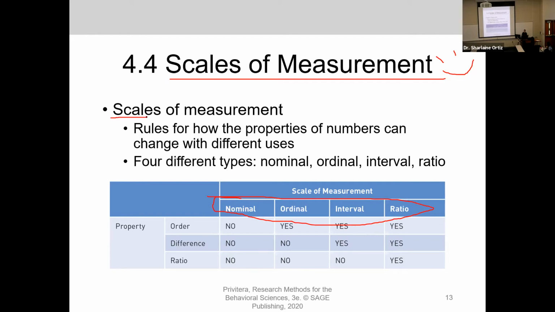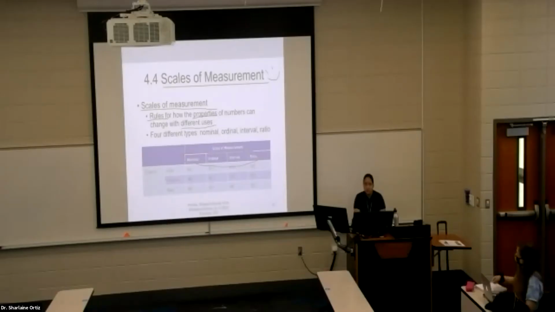A scale of measurement is simply rules that we utilize based on the properties of numbers. And they will all have different usage. So based on the usage, we can say this number is nominal, and this is what I can do with it. This number is ordinal, so this is what I can or cannot do with it, and so on and so forth, right? Because we have those rules of scales of measurement.